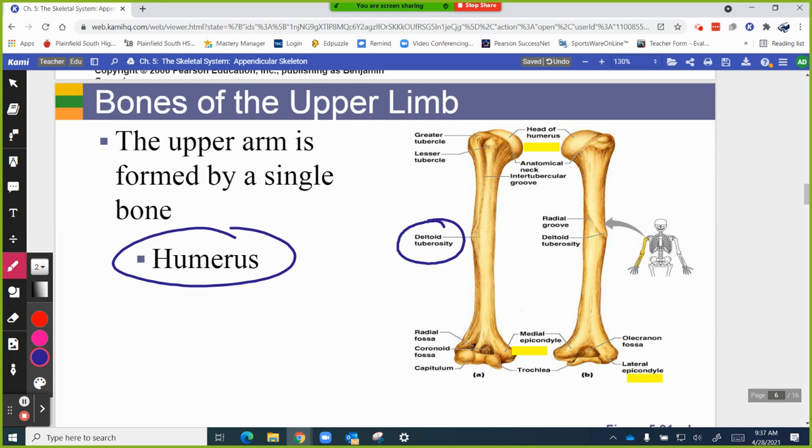These prominences up here, again, you don't really need them for the assessment, but I just wanted to show you them. So there's a greater and lesser tubercle, and then this little path right through the middle here is where your bicep tendon goes through. All right. So if you've ever rotated your shoulder around and heard or felt a snapping sensation, there's probably a good chance that your bicep tendon is moving in and out of that groove.